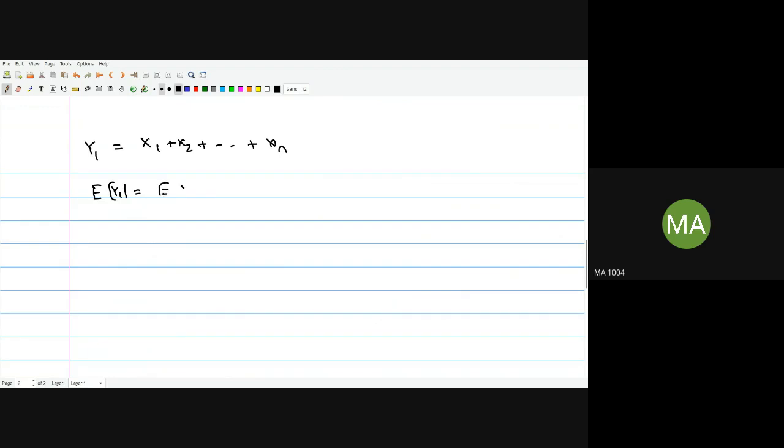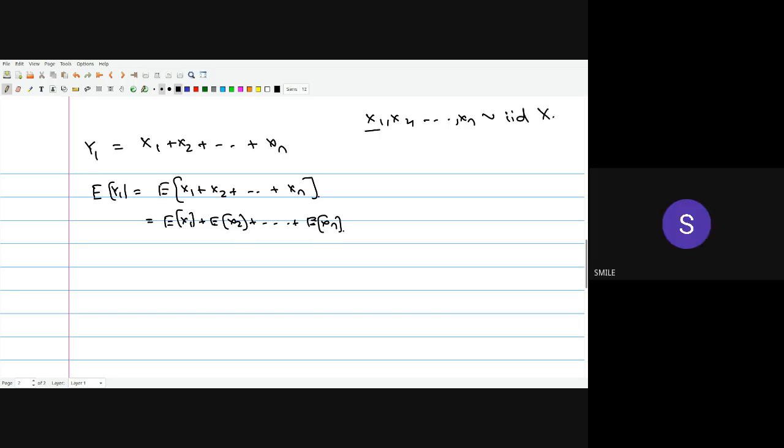So it's basically the expected value of x1 plus x2 plus up to xn. Using the linearity of expectation, we can write expectation of x1 plus expectation of x2 and so on up to expectation of xn. We are given that x1, x2, up to xn are IIDs of x, with mean mu. So the expectation of each xi equals the expectation of x, which is mu. So these will be mu plus mu and so on, n times, so it will be n mu.